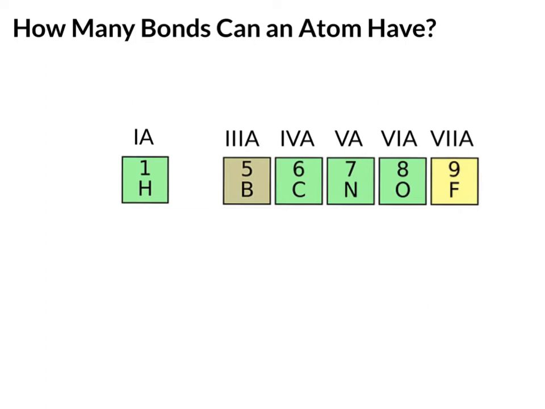What we're going to do here is learn some general guidelines about how many bonds a particular atom can have, and this is going to allow us to draw valid Lewis structures. So what we're going to do to figure this out is draw an electron dot symbol. And we do that with the aid of the periodic table. So the group number from the periodic table equals the number of valence electrons.